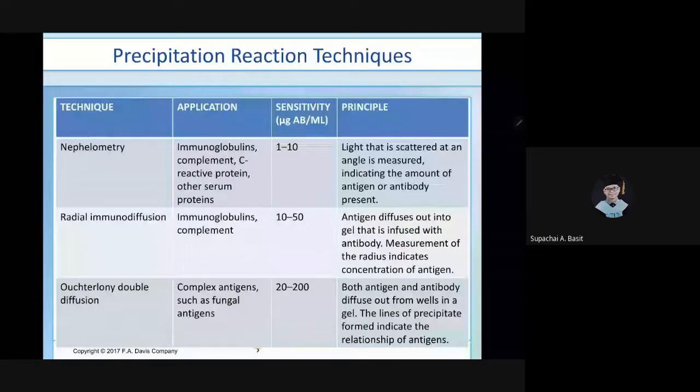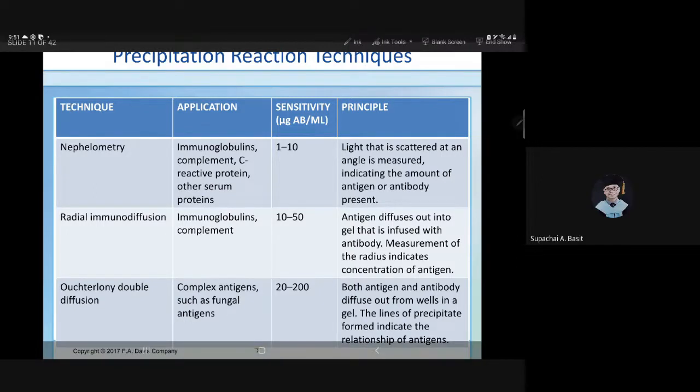Okay, so these are the different types of precipitation reactions. We have nephelometry. It can be applied for the assays of immunoglobulin, complement, C-reactive protein, and other serum proteins. In nephelometry, the light that is scattered at an angle is measured, indicating the amount of antigen or antibody present.